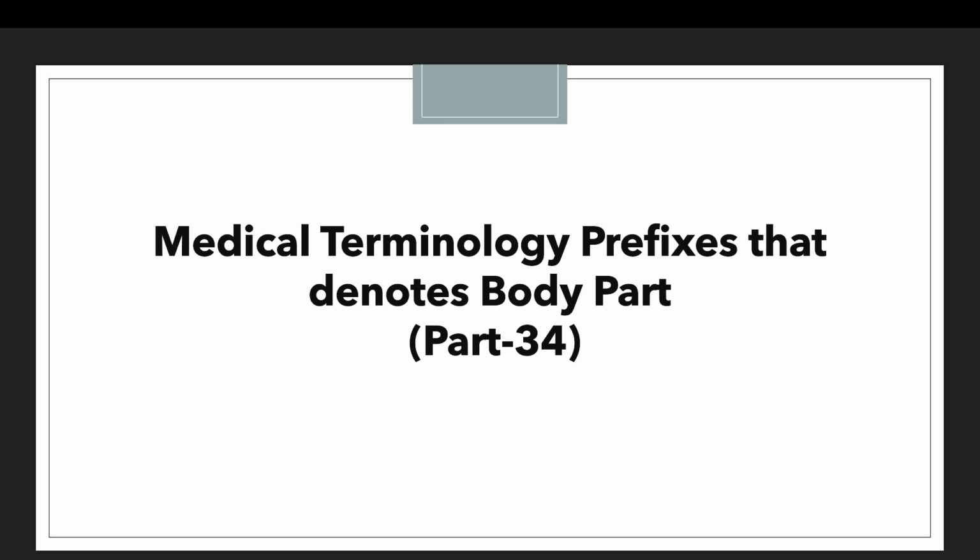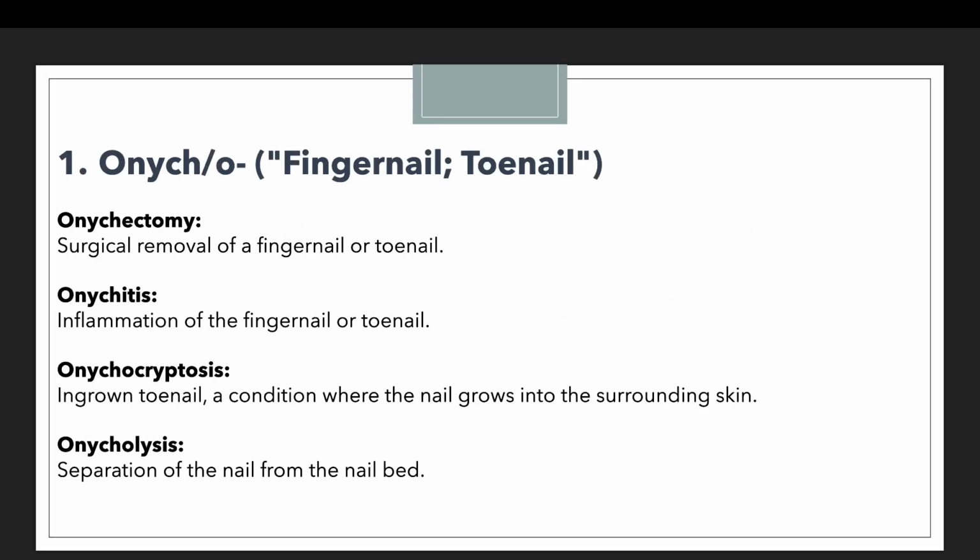So let's start with the first prefix, which is onic or onico. Now, what is onic or onico? These are two ways to use the same prefix, and this prefix is mainly used to denote information related to fingernail or toenail. So when you want to showcase something as fingernail or toenail, then you can utilize the prefix onic or onico. For example, the first example is onicectomy.